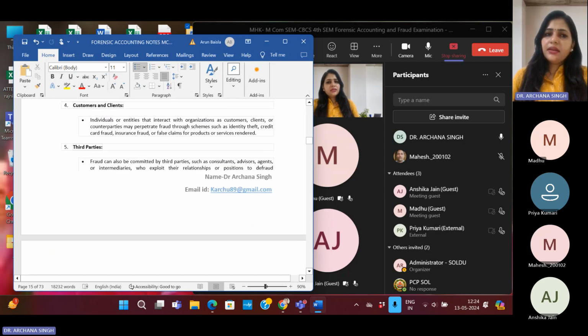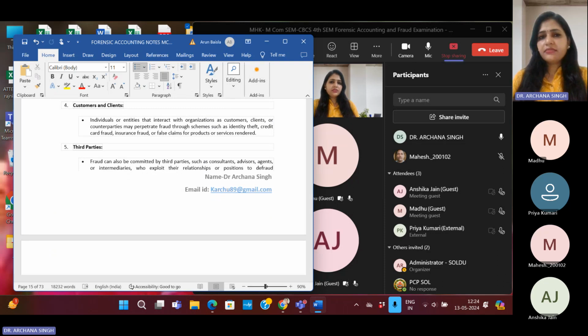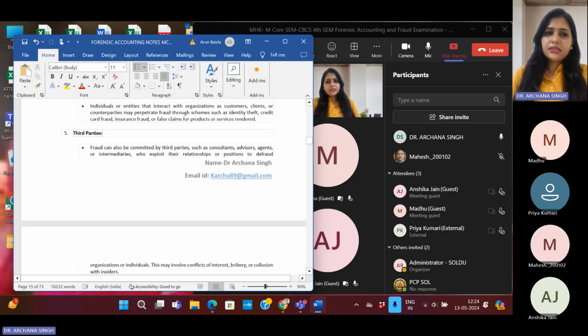Then customers and clients, they may be individuals or entities that interact with organizations. Individuals or entities that interact with the organization, such as customers, clients, counterparties. They may do the fraud through schemes like identity theft, credit card fraud, insurance fraud, or false claims they can make for the product or services they had provided. Okay, these are the frauds done by the customers and clients.